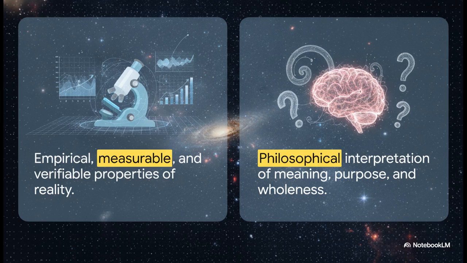On the other side, we have philosophical interpretation. These are the deep questions of meaning, purpose, and the whole debate between reducing things down to their simplest parts versus viewing them as a whole. Both are totally essential to the human experience, for sure, but we have to honor the rigorous delineation between them. Science tells us how the universe assembled its periodic table inside stars. Philosophy and interpretation ask why there is something rather than nothing in the first place.